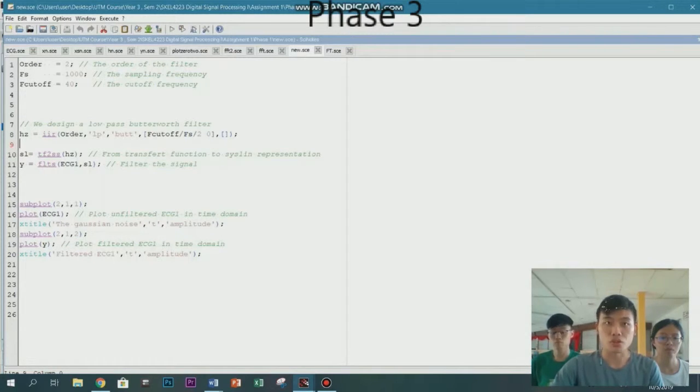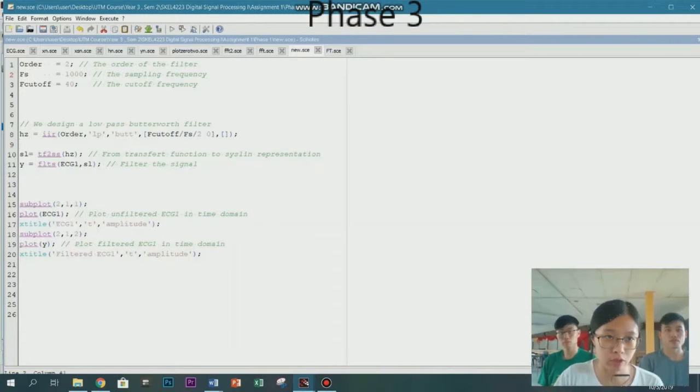We are using a low-pass filter because the noise in the signal is 50 Hz, which is higher than the frequency of the ECG signal, which is normally lower than 10 Hz. So we are using a filter type of IIR, which is infinite impulse response, with a cutoff frequency of 40 Hz. We have designed a filter to remove the noise in ECG1, and these are the specifications of the filter.